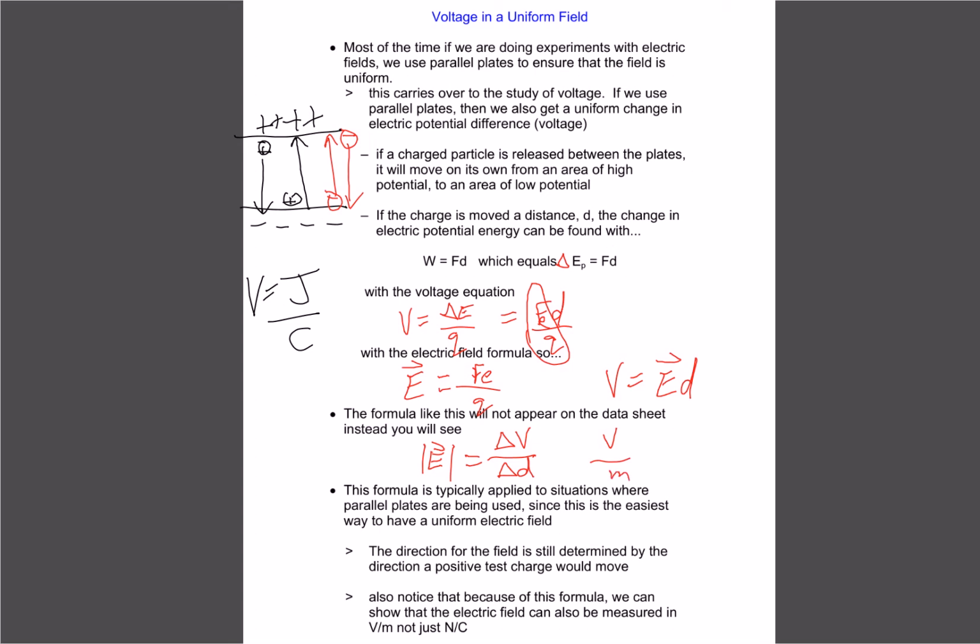So you can see that our electric field can be in volts per meter, or what we had before with the first formula, newtons per coulomb. So that's the key thing to remember: we have two different formulas now for electric field. We can use force over charge, which gives us newtons per coulomb, or now we can use voltage over distance, which gives us volts per meter.